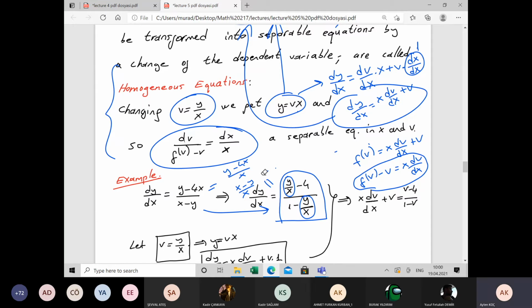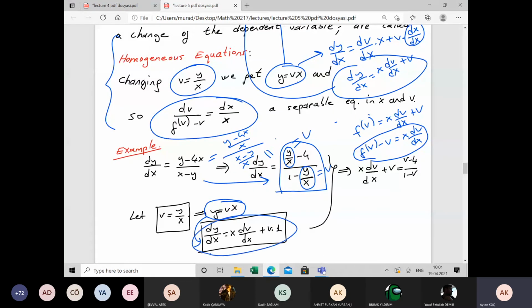So we obtain this one. We know that, and use this substitution. This one is v, this one is v. It's okay. So use y equals v times x. We know, use the product rule, differentiate with respect to x, and so we obtain this one. And substitute here.